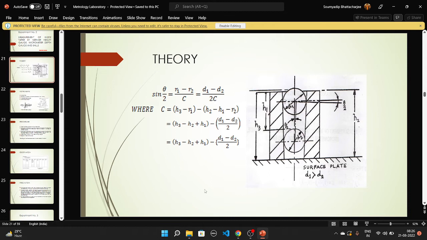And H2 and H3, what instrument is required?